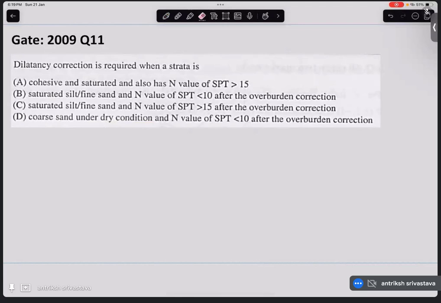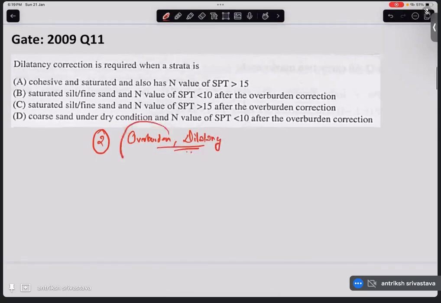Now in SPT, how many types of corrections do we have? We have two types of corrections. One is overburden, sorry, and second is dilatancy. So when we have a granular soil, in that case, what happens to its N value? Basically, let's start with SPT itself.